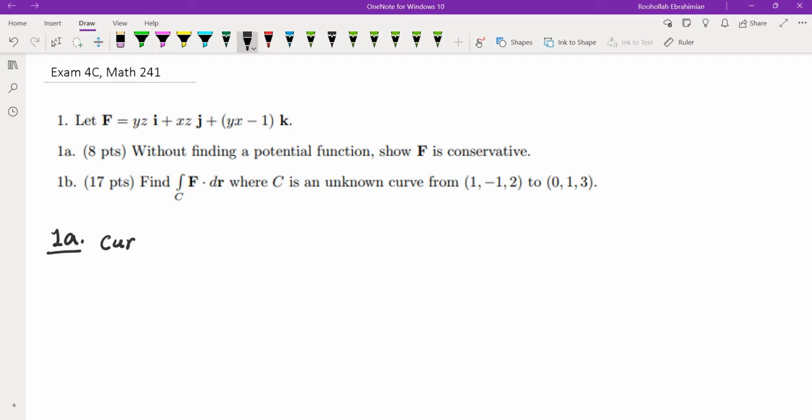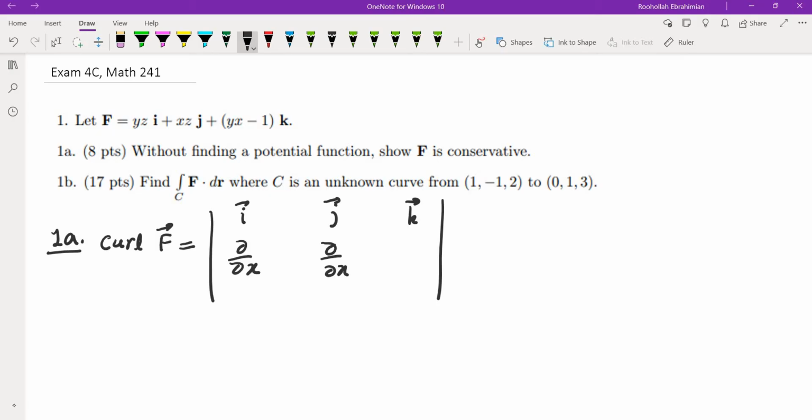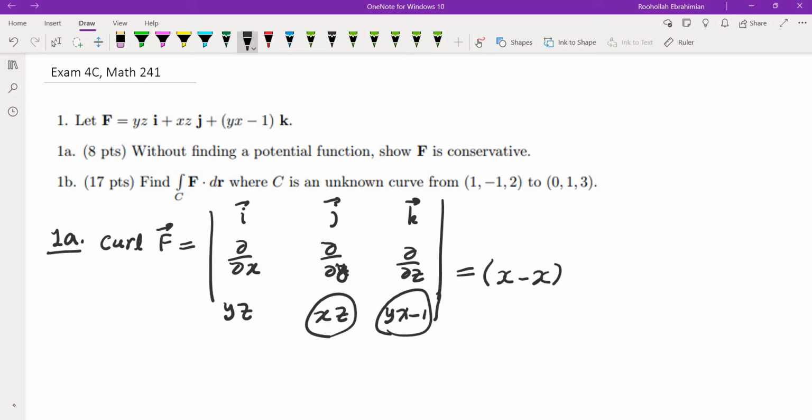If you evaluate the curl of this F, we are going to get i, so we'll have to find the cross product of partials and the vector field. So this is yz, xz, yx minus 1. Eliminating the first column, we get the derivative of this one with respect to y, that is x, minus the derivative of this one with respect to z, which is also x.